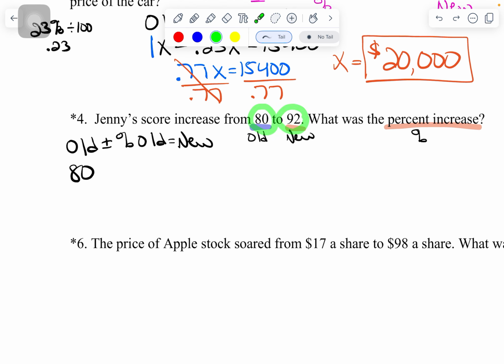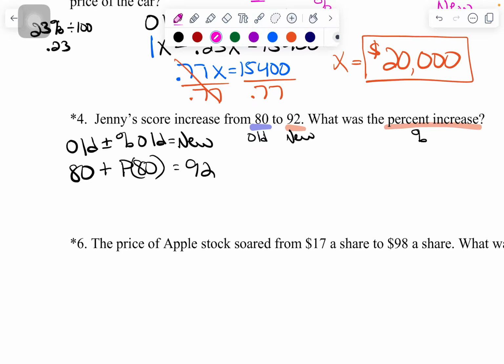We have an increase in percent, and we also know that the score went from 80 to 92. So that's how we know, again, we have an increase. So that's going to be a plus. Percent, I don't know what that is, so I'm going to call it P for percent. The old score is 80. I'm going to use parentheses here to mean multiplication. And then the new score is 92. And my job is to solve for P.